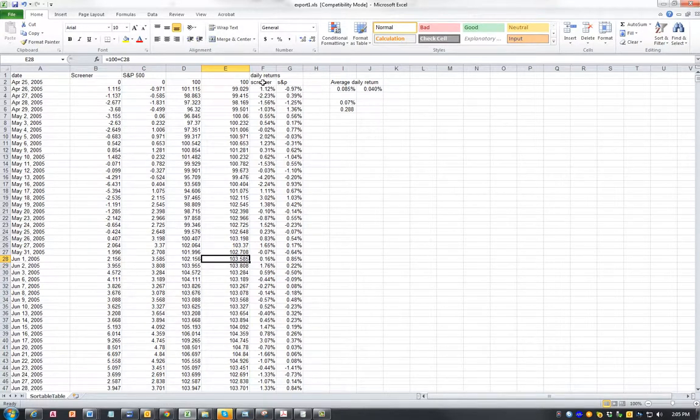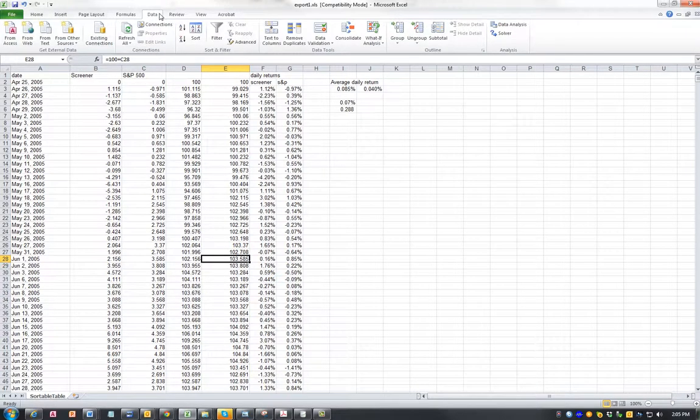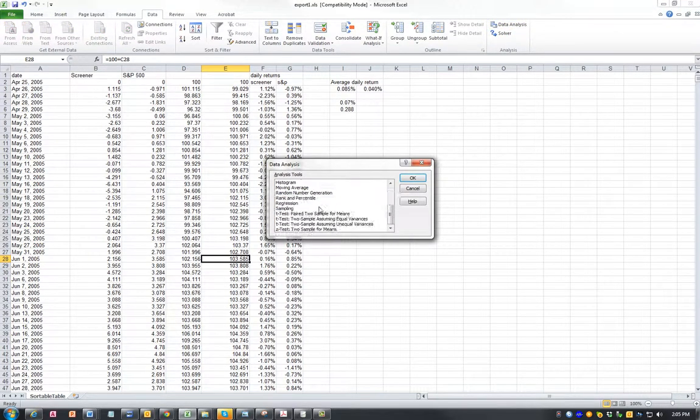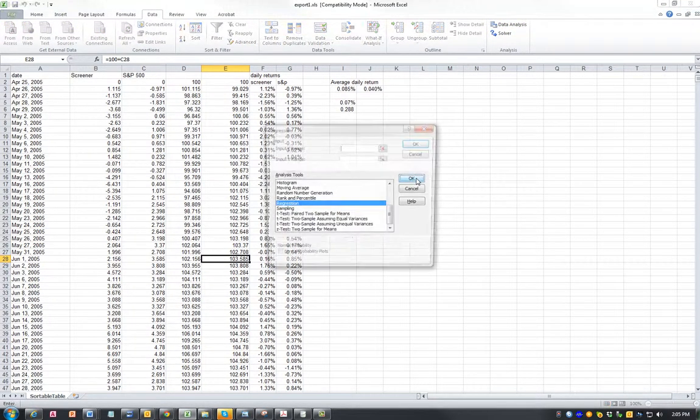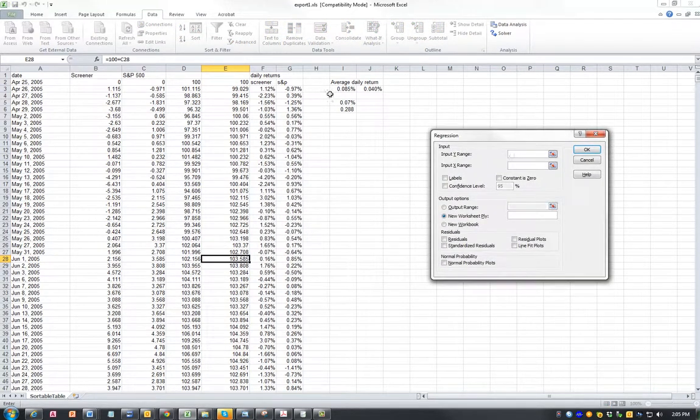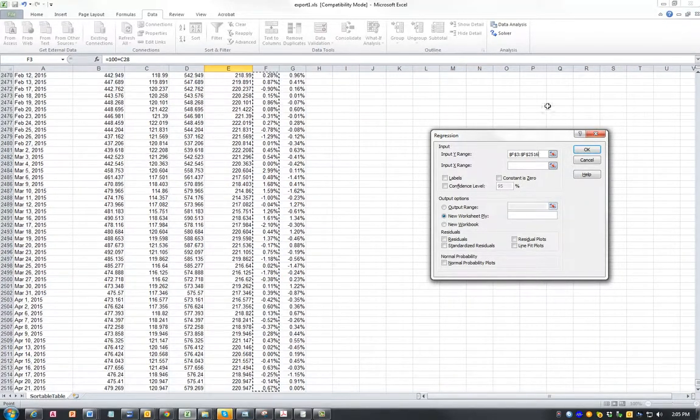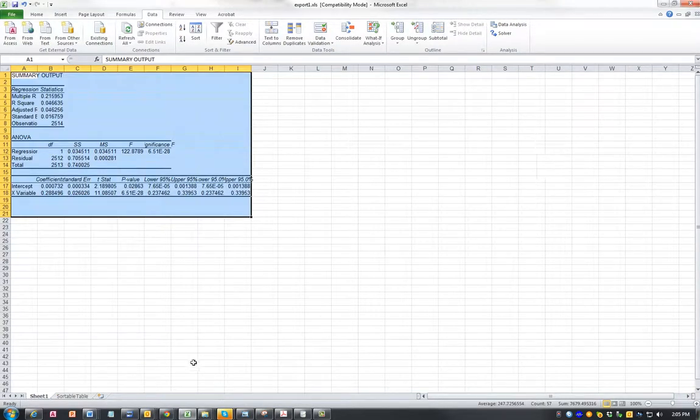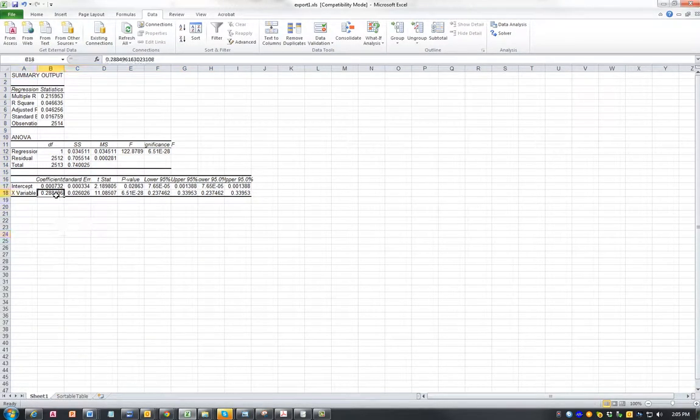to compute alphas. Another way you can compute alphas is you can use the regression command. If you have data analysis, you can scroll down to regression. It's going to say input your Y range. So again, it's exactly the same thing we had before. Input your X range, right? And just hit OK. And you'll see the alpha is over there.